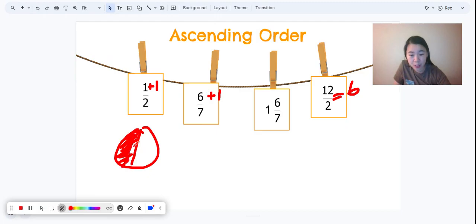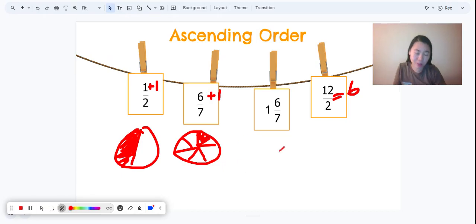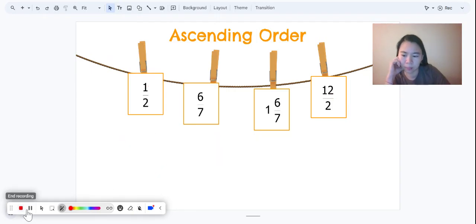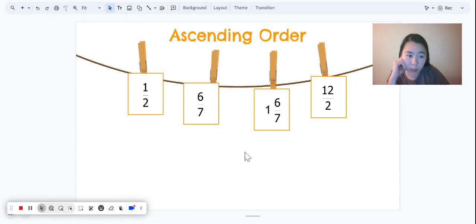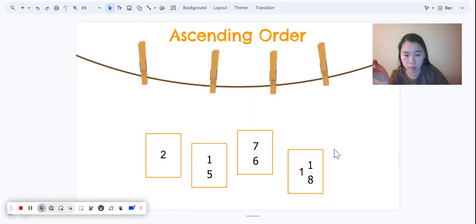It's missing a very large piece. But 7ths, if I have a pizza cut into 7ths and it's only missing one, that's not very much. So a seventh is going to be a smaller slice than a half. So 6/7 is larger than a half. Now, if you need to draw your picture, draw a picture to help you see. But I was able to do that very quickly because I know my different types of fractions. Here's the next one. Again, I'm going to pick out my proper fractions.